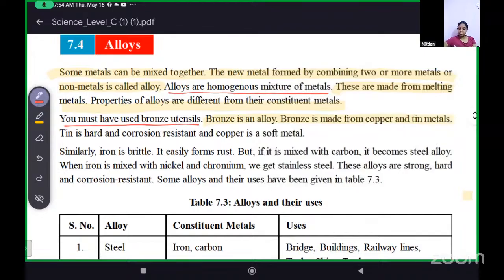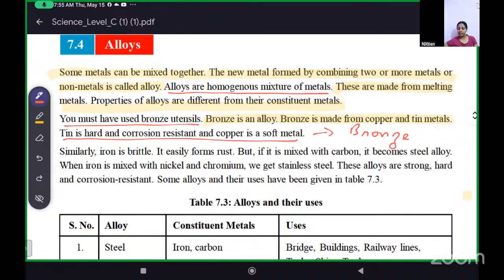Now, tin is hard and corrosion resistant, and copper is a soft metal. When we combine them, we obtain bronze metal. Okay, then comes another example. Iron is brittle. It easily forms rust, but if we mix iron with carbon, it becomes steel alloy. Have you seen steel utensils which do not rust easily? We use steel utensils in our home also. How are steel utensils formed? Steel utensils are formed when we mix iron with carbon. When we mix iron with carbon, they give us an alloy known as steel.